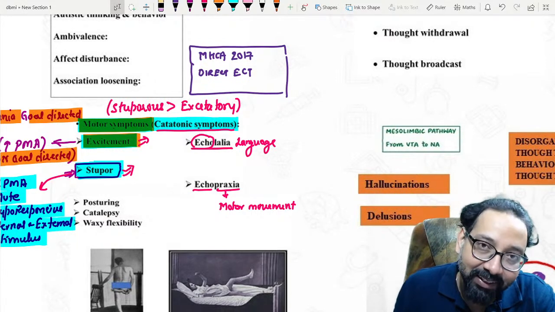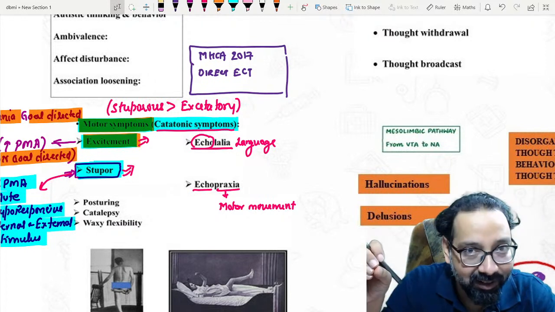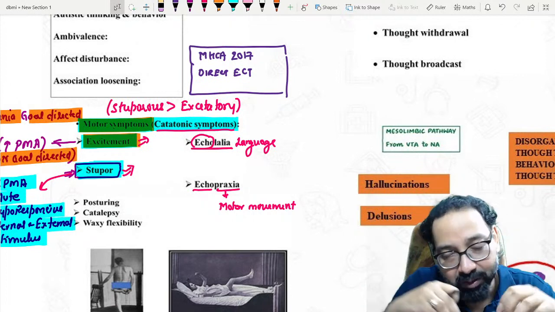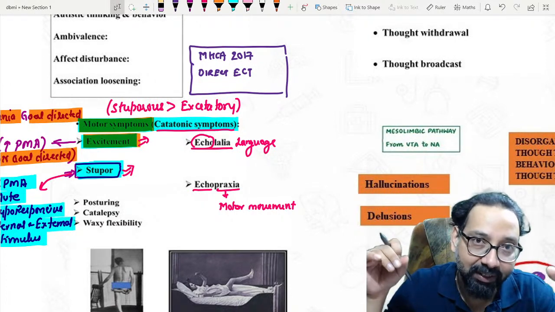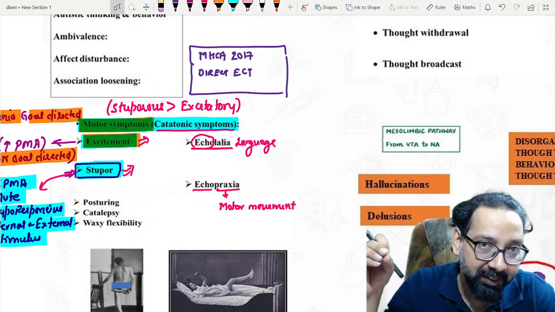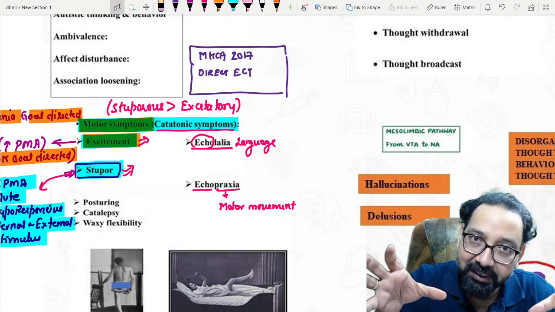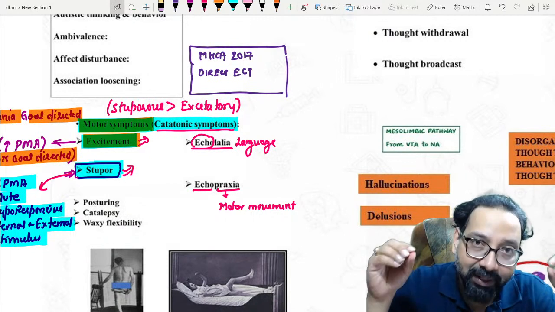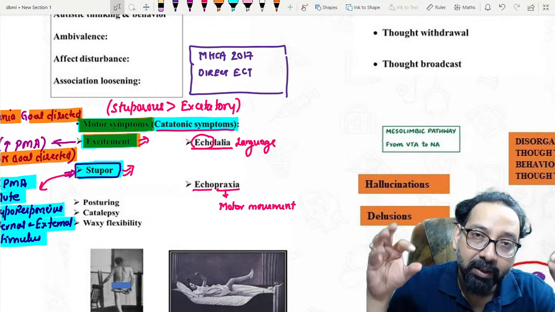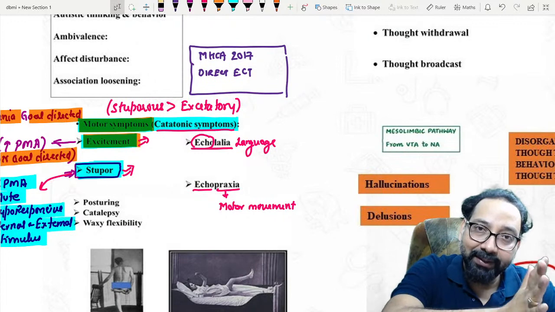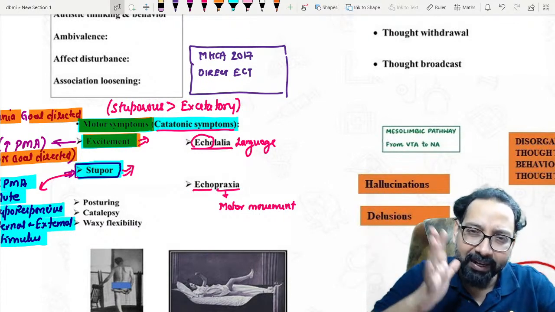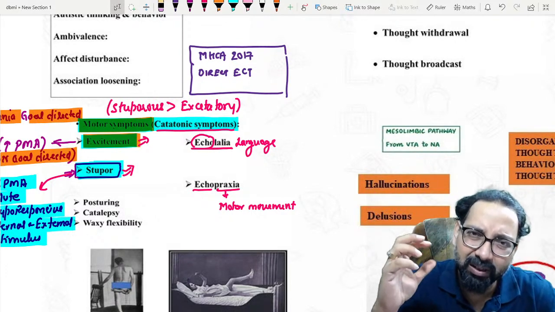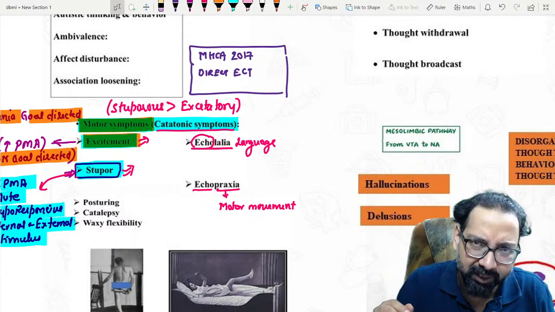In direct ECT, we don't give general anesthesia. We don't give muscle relaxant. Just to prime you, when we do ECT, it will be easier for you to understand. Nowadays in ECT we use indirect ECT. What is the difference between direct and indirect? Direct means you directly apply electric current without general anesthesia and without muscle relaxant.